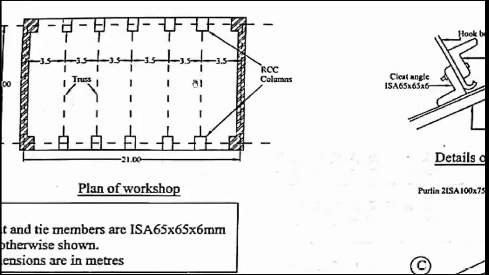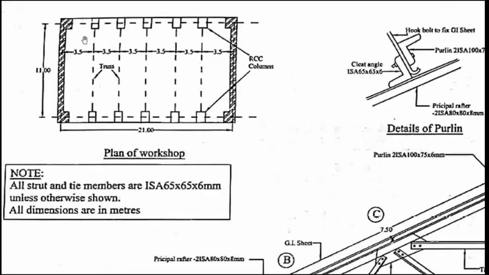Correct? So once again I'll start. If you see the shed now, this shed is of span 21 meters in x direction and 11 meters in the y direction. At equal intervals, they have provided the truss, that is, at a distance of every 3.5 meters, one truss is being provided. So here we have the wall.